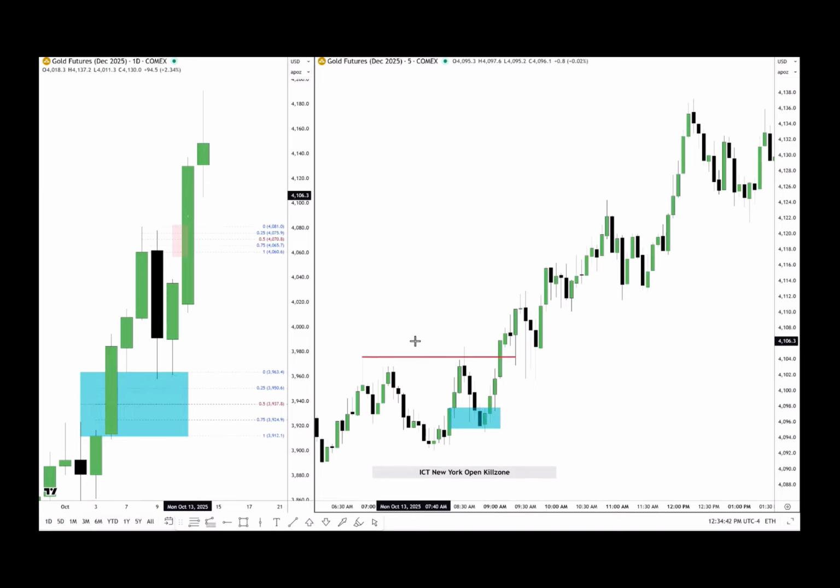Every single day. Every single trading day. This appears every day, and it occurs every single New York open kill zone. It may not be a long, it may be a short, but it's always there. You need to know where the draw on liquidity is.